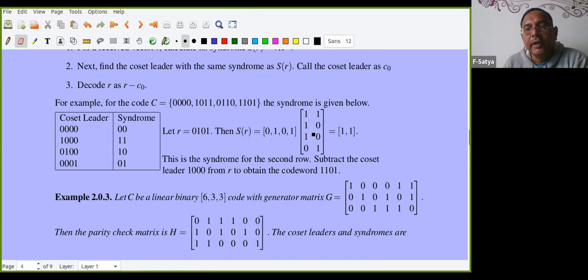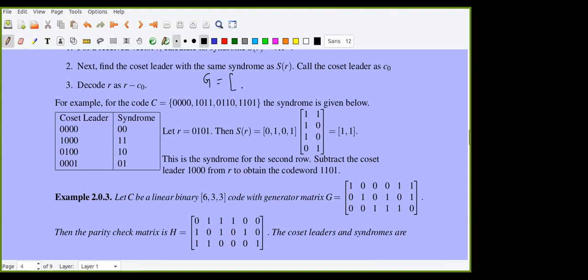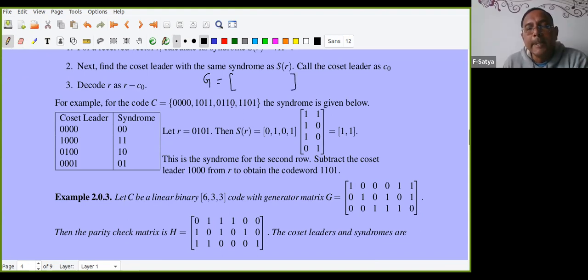You know how to get H, right? What is G? Can somebody tell me what G is in this example? 1011, 0110. I'm taking these two code words, and their sum is equal to this, correct? So this is the generator matrix.